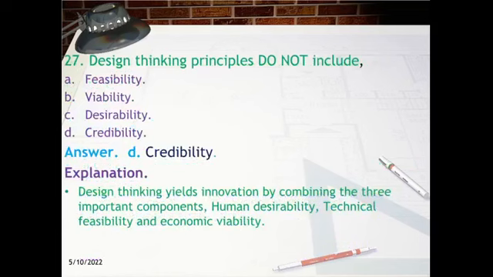27. Design thinking principles do not include: feasibility, viability, desirability, credibility. Answer. D. Credibility. Explanation. Design thinking yields innovation by combining the three important components: human desirability, technical feasibility, and economic viability.